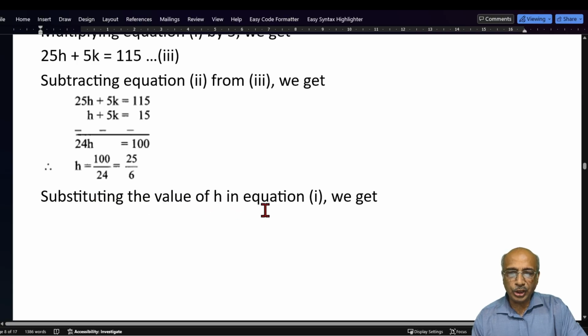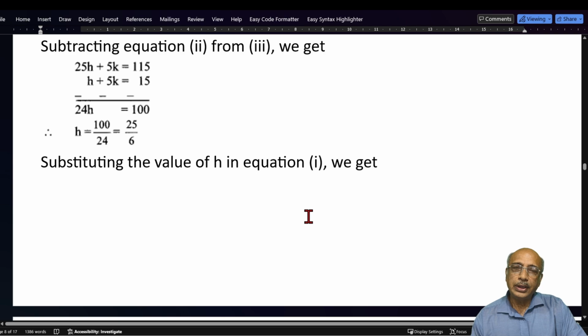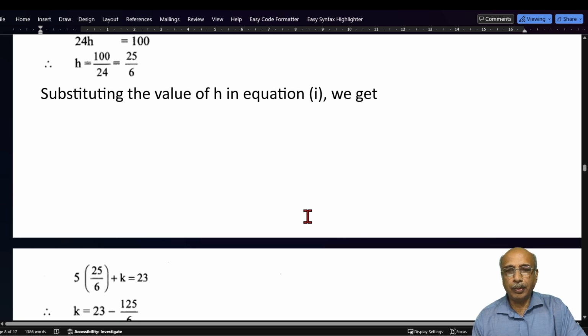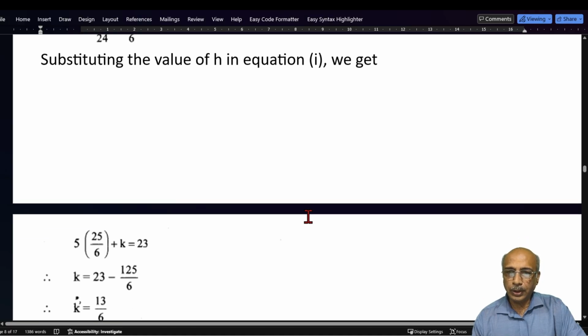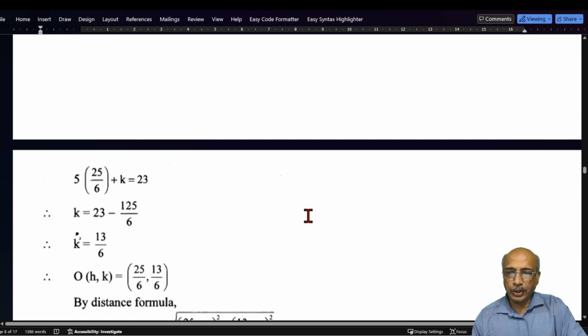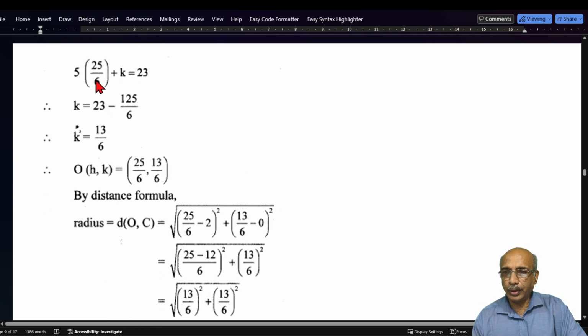Substituting the value of h in equation 1, we get, as you know, in simultaneous equations, when one variable is known to us, we can substitute it in any equation and get the other variable. So here we are substituting the value of h in equation 1. So 5 into h, that is 25 by 6, plus k equals 23. Simplify this: k equals 23 minus 125 upon 6. This side it was plus, so here it will be minus. 23 into 6, minus 125, upon 6. The answer will come to 13 upon 6.